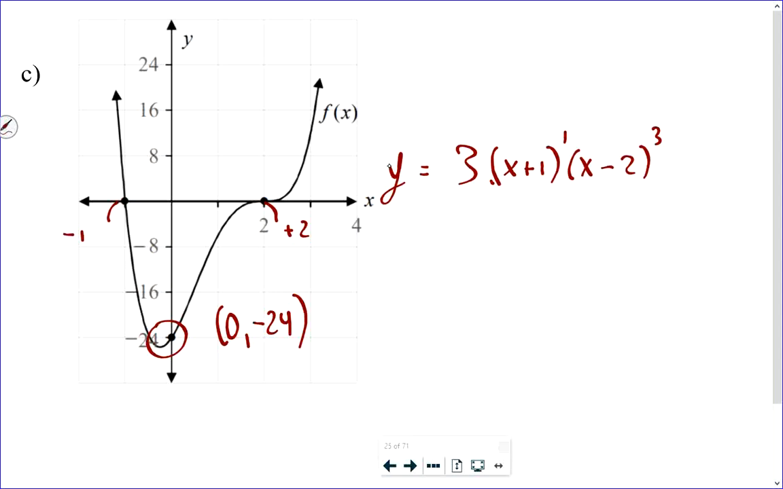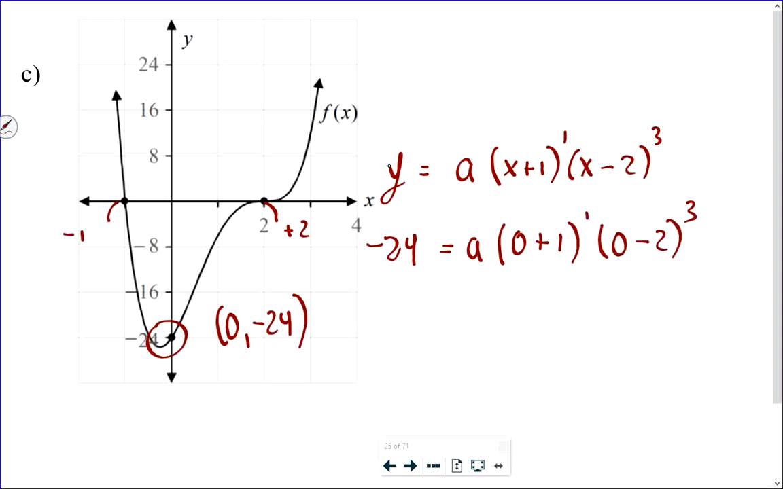Okay, that's why I'm showing you the algebraic approach, which is to put an a here, hang on to your question, Ian, and to load in an ordered pair into the template you've built. So now we're going to get negative 24 equals a times the x-coordinate of that point is 0, so 0 plus 1. I don't know why I keep writing raised to the 1. You don't need to do that. And 0 minus 2 quantity cubed. So we get negative 24 equals a.